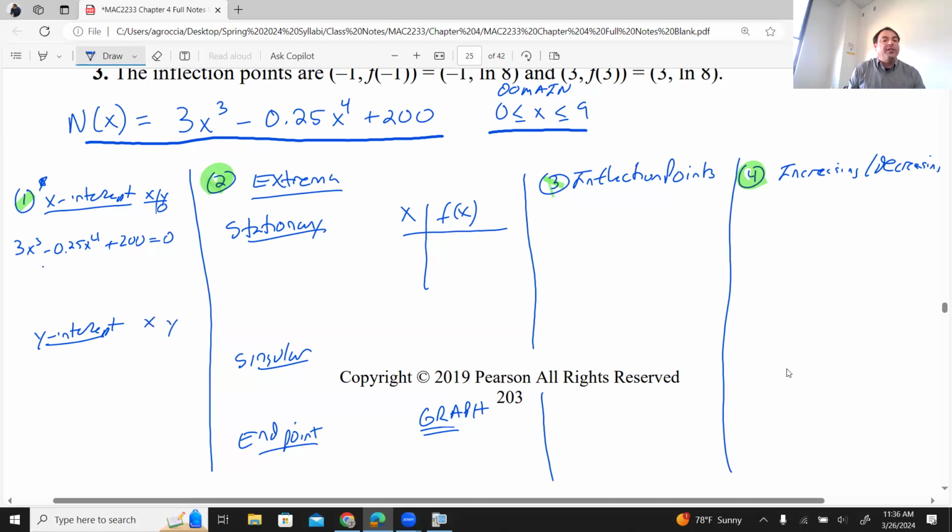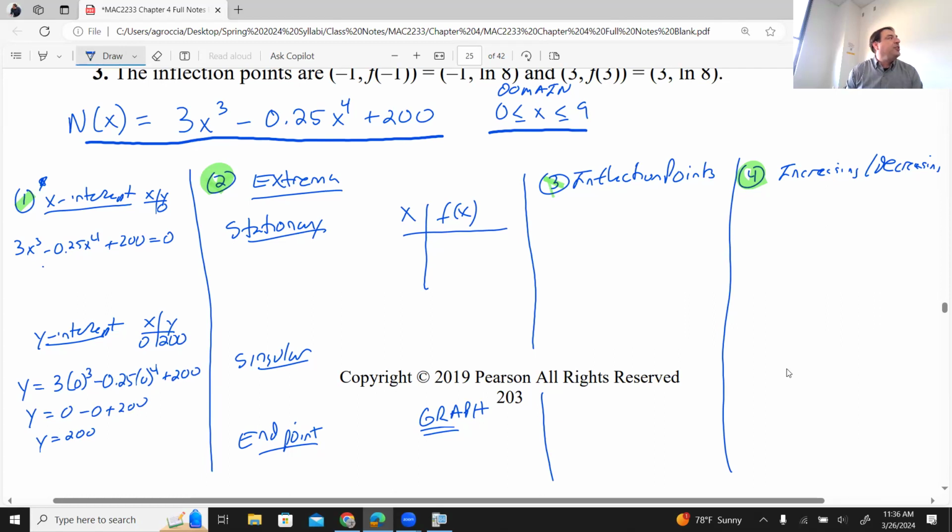Now, to find the y-intercept, a y-intercept is when x is 0. And that one works out pretty nicely because everywhere there's an x in the original, we're going to put 0. And when we do that, we get y equals 0 minus 0 plus 200. We get y equals 200.